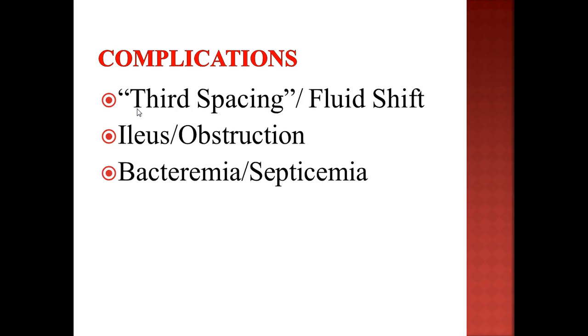The peritoneal cavity is very vascular. There's lots of blood that flows through the peritoneal cavity. So it's very easy for your patient to get bacteremia or septicemia from peritonitis. So it will go from being a localized infection to being a systemic infection. Potentially they could also have respiratory distress from the pressure pushing up on the diaphragm and decreasing pulmonary function.